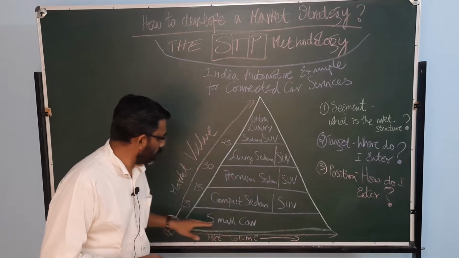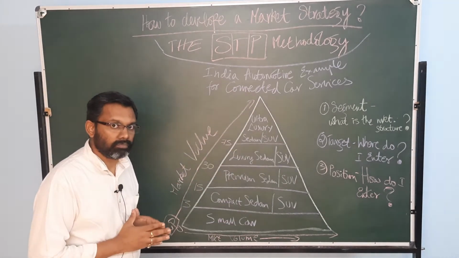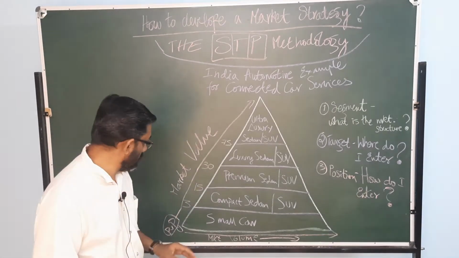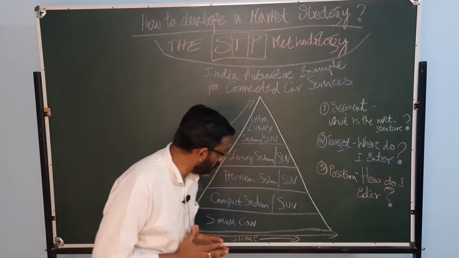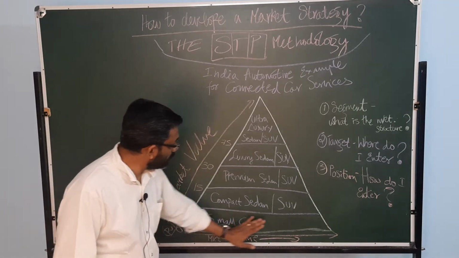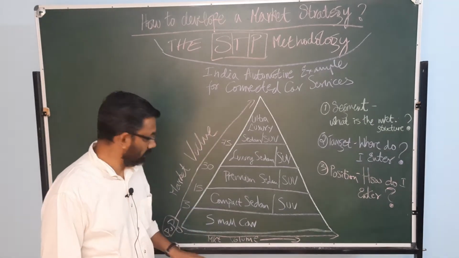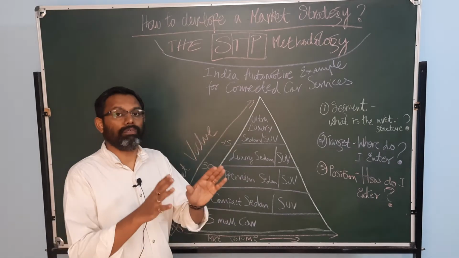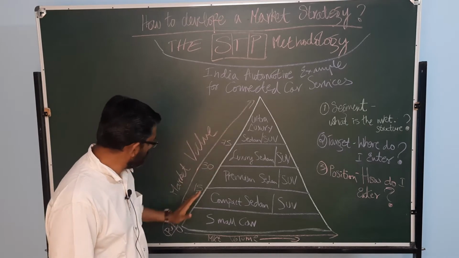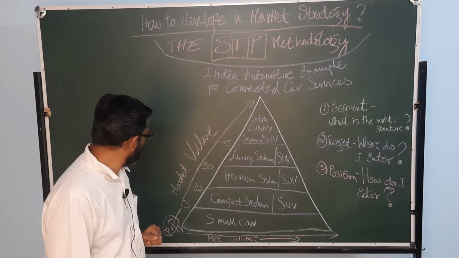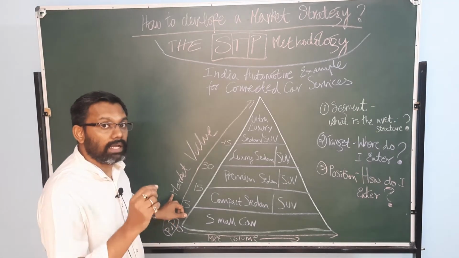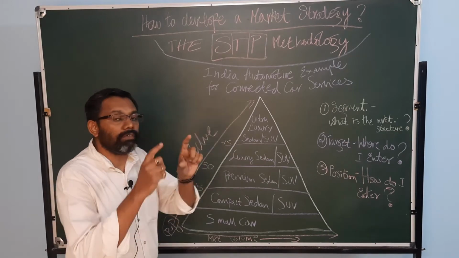I have drawn out here a pyramid, and this pyramid has two important dimensions. As you can see on the horizontal axis, the size of the base indicates the market volume of a particular segment. And on the vertical axis, the y-axis, we can evaluate or estimate the market value of each segment.